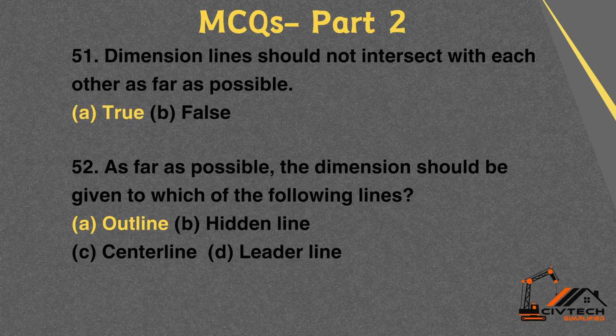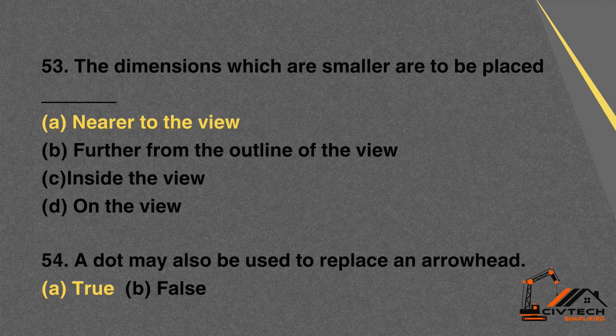Correct option, A. Outline. 53. The dimensions which are smaller are to be placed: A. Nearer to the view. B. Further from the outline of the view. C. Inside the view. D. On the view. Correct option, A. Nearer to the view.